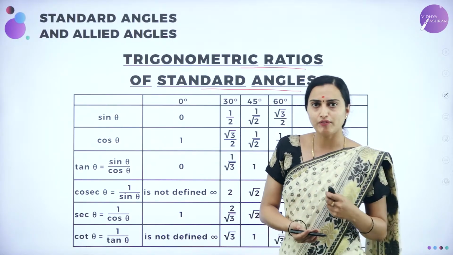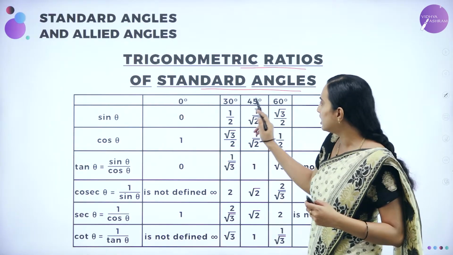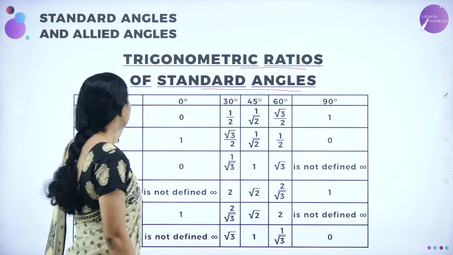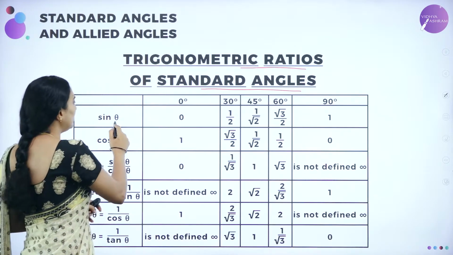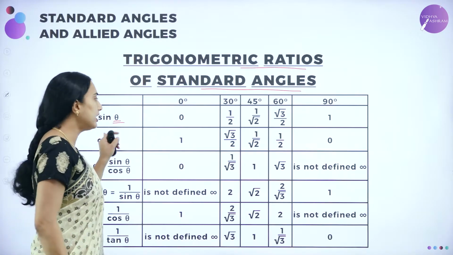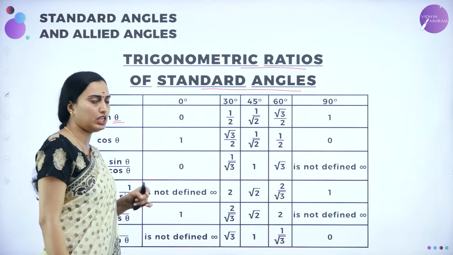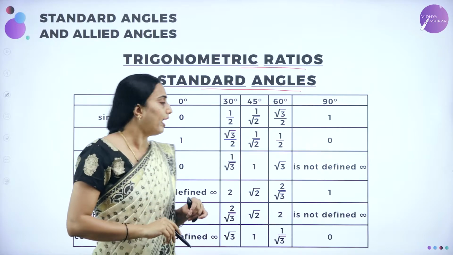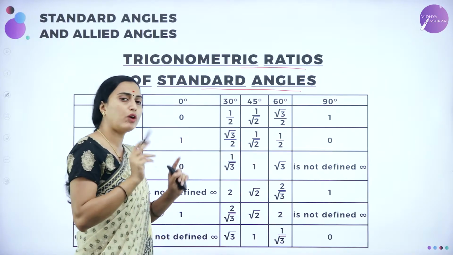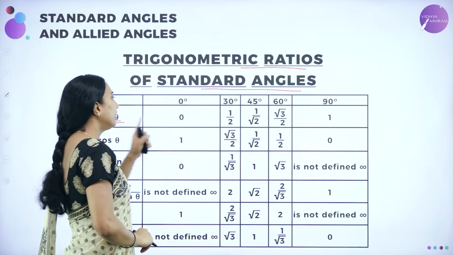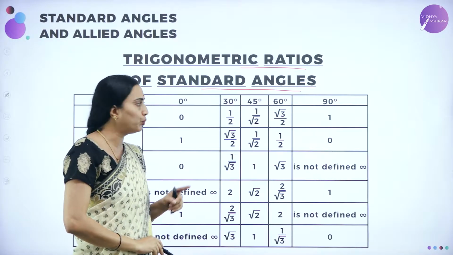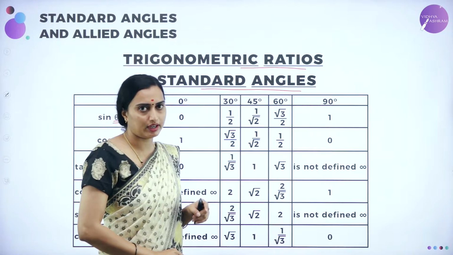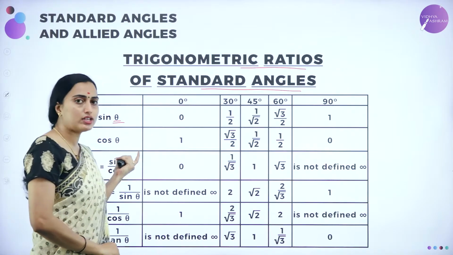What are the values at 0 degree, 30 degree, 45 degree, 60 degree, 90 degree? So here sine 0 degree, that means here theta is replaced by 0 degree. Sine 0 degree always takes the value 0. Similarly, sine 30 degree is 1 by 2, sine 45 degree is 1 by root 2, sine 60 degree is root 3 by 2, and sine 90 degree is 1. So next we'll move on to cos theta.